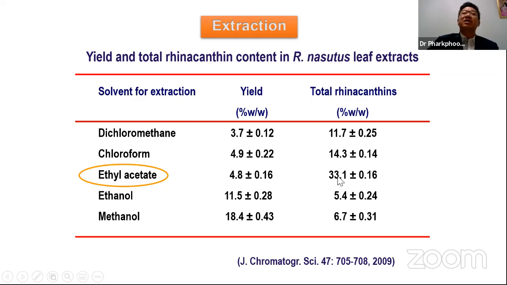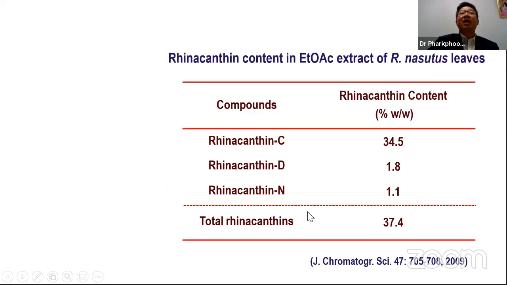But for 30% chance, it's not enough. We need more. So the extract has been subjected to further fractionation. In this slide I will show you each compound, each of the linacantin compounds in the extract.